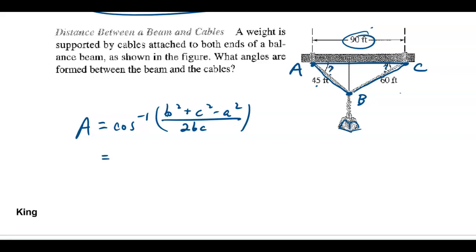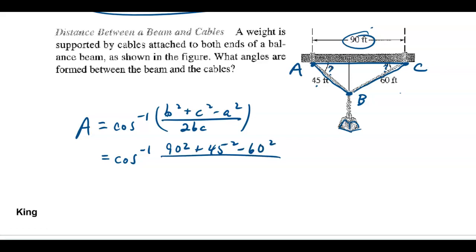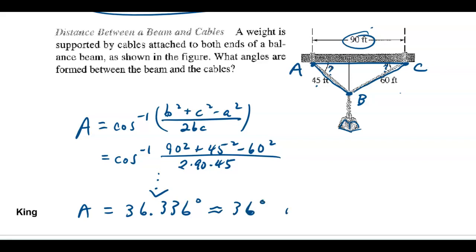And if we plug in our numbers, let's see what we have. We have the arc cosine. B squared is 90 squared, plus C squared, which is 45 squared, minus 60 squared. 60 is, of course, what A is, divided by 2 times 90 times 45. And dot, dot, dot. You can go through the math, use your calculator, and we wind up at 36.336 degrees, which is approximately 36 degrees if we assume two significant figures.